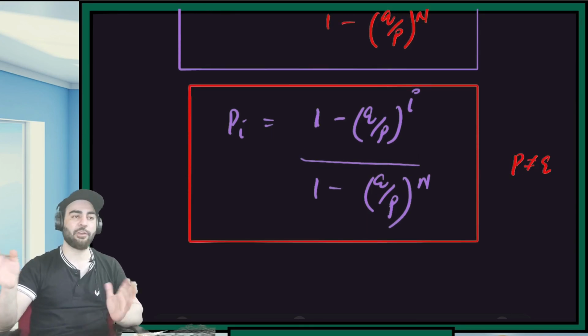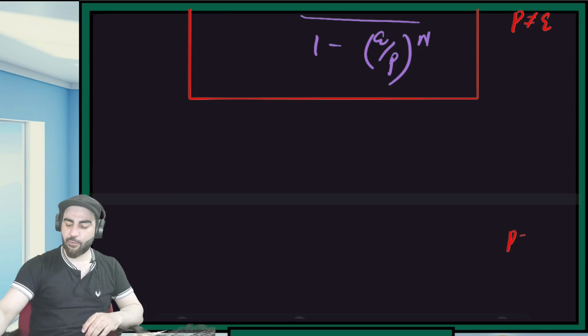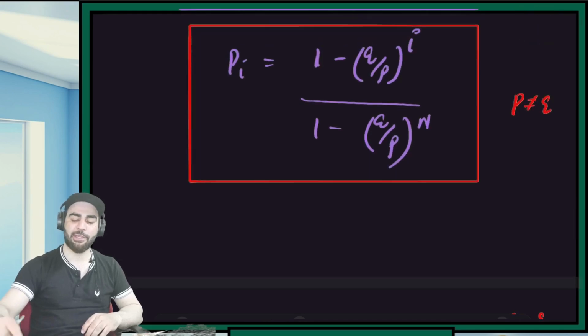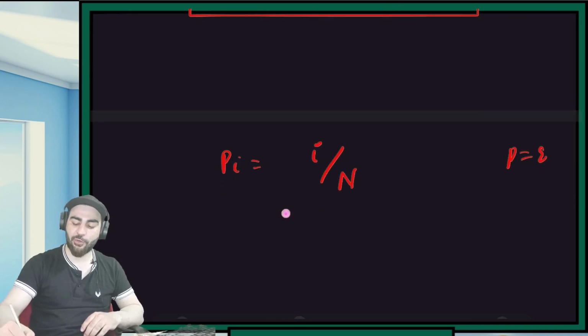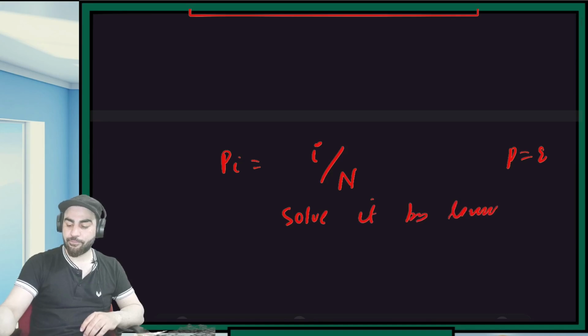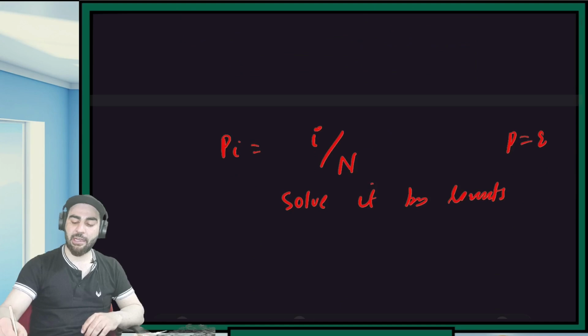Okay, when p is not equal to q, I made a generalized claim. If p is equal to q, I can solve it by limits. Then p_i will come out to be i divided by n. How can I solve it? By limits. This is in the limits property, like (1 minus x^i) divided by (1 minus x^n), and once you solve the limit, it will come out to be i over n.